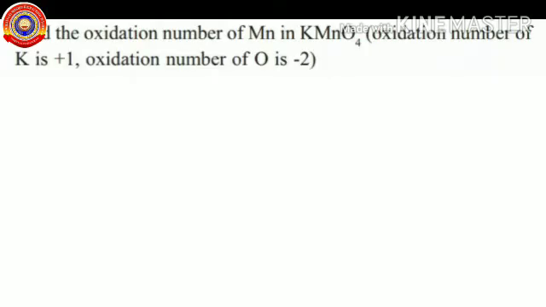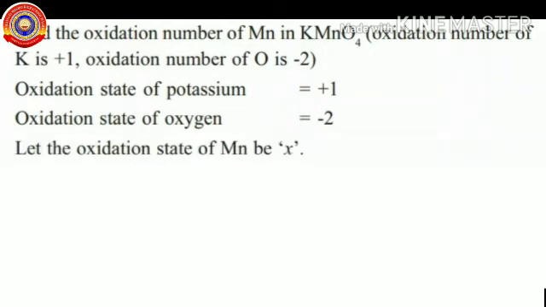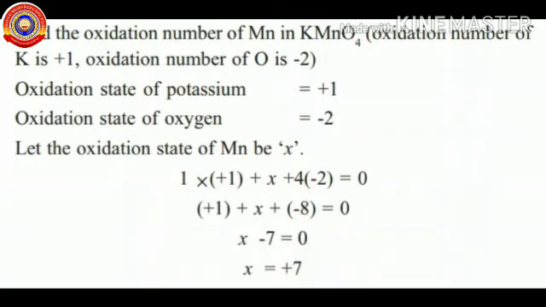Now find the oxidation number of Mn in KMnO4, potassium permanganate, given the oxidation numbers of potassium and oxygen. As the first step, you have to write the oxidation number of K and O. Then write the oxidation number of Mn as X. After equating the sum of oxidation states of all atoms in the compound to 0, solve for X. We get X = +7. Hence, the oxidation number of Mn in KMnO4 is +7.